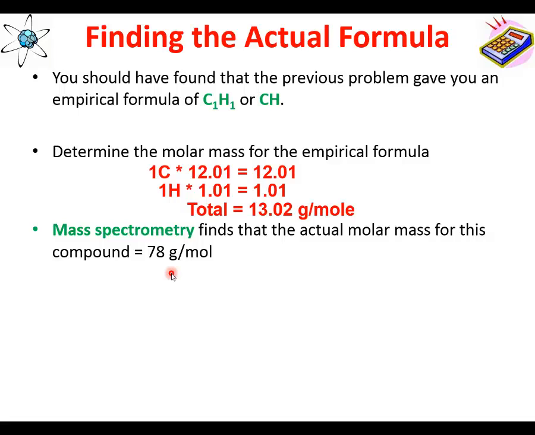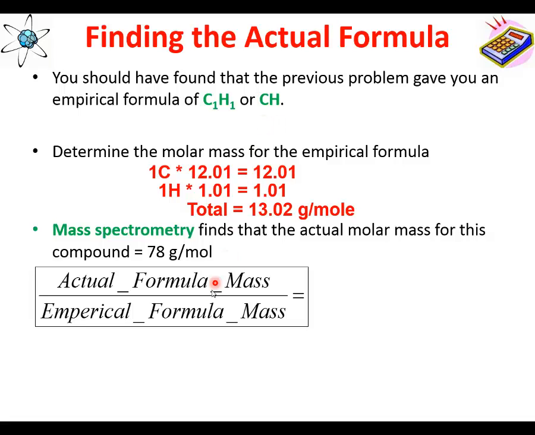Now immediately I say to myself, 78 grams per mole is not identical to 13.02 grams per mole. So my empirical formula is probably simplified from an actual molecular formula. My molecular formula should be several times my 1-to-1 ratio. So in order to find how many times the empirical formula would have to be applied to find the molecular formula, we take the actual formula mass. That's from the mass spectrometry, or from some experimental data that we were given, of 78 grams per mole.